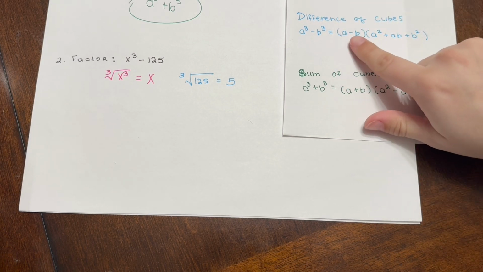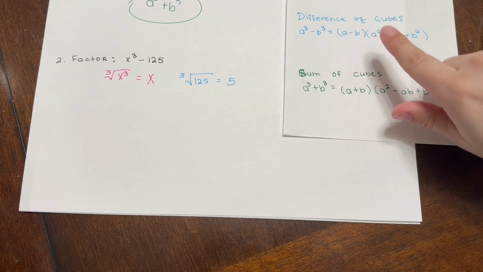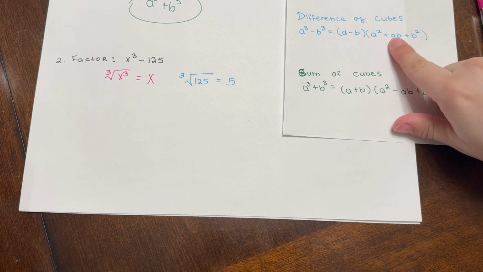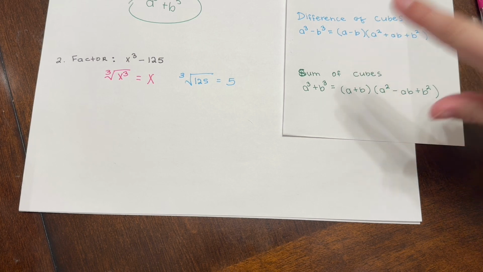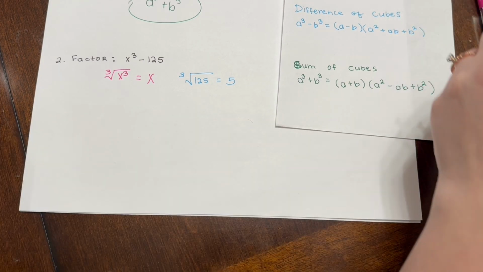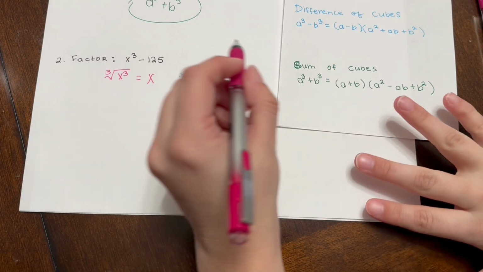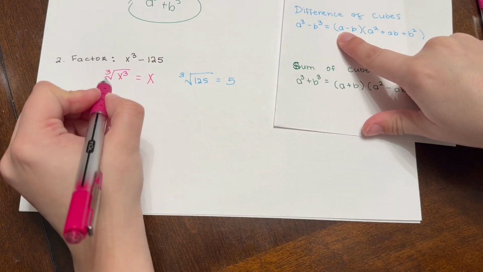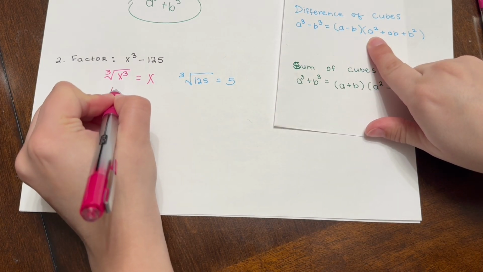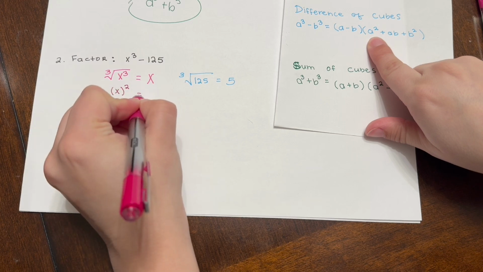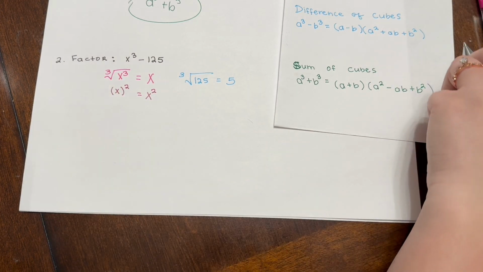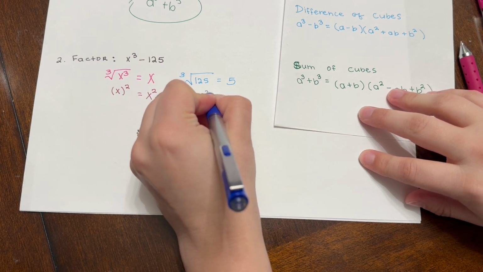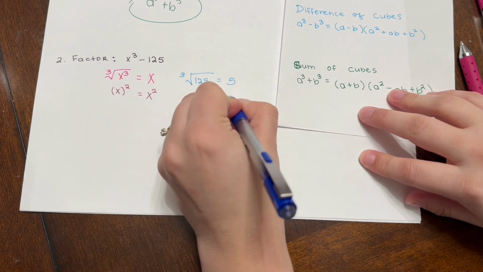Okay, well, in order to do that, we have the cube root of both, and then we also need to find the squared version of both, and we need to multiply. Okay, so let's say this is our a term. Okay, so we need to be able to square it. So if I take x and square it, we get x squared. We're also going to square this one to get 5 squared, which is 25.